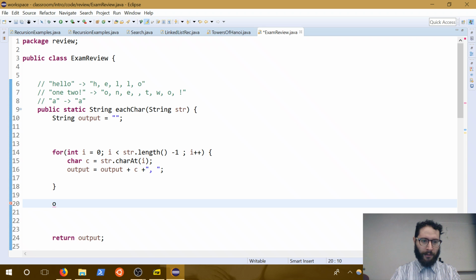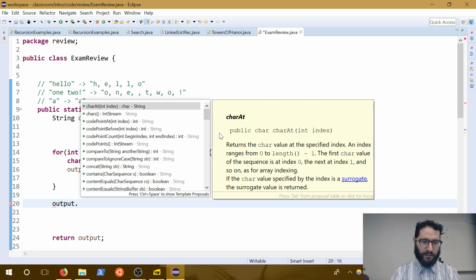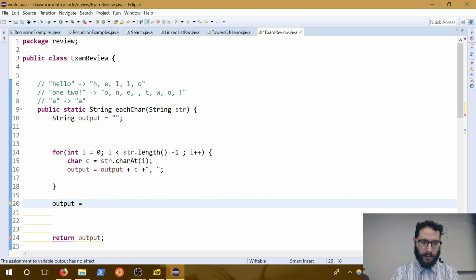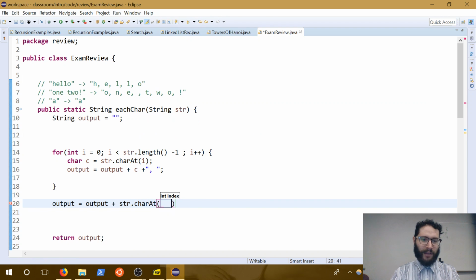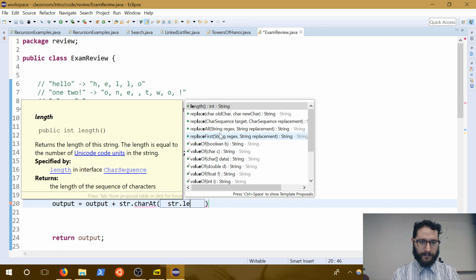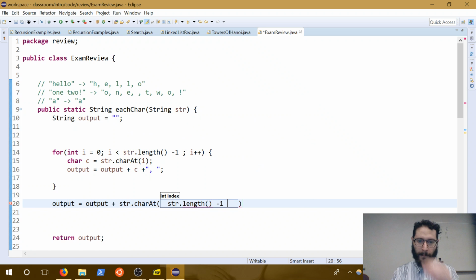So output is equal to output plus str.charAt, and then I need whatever the last character is at, and that would be str.length minus 1.